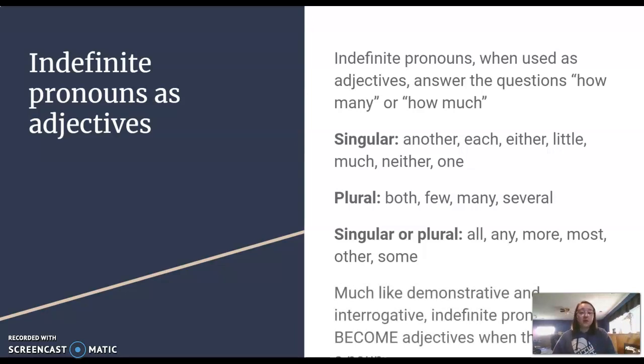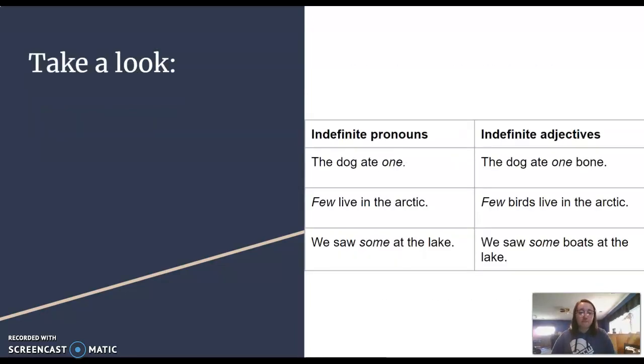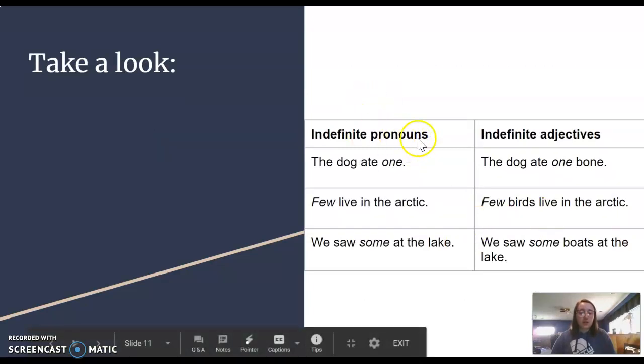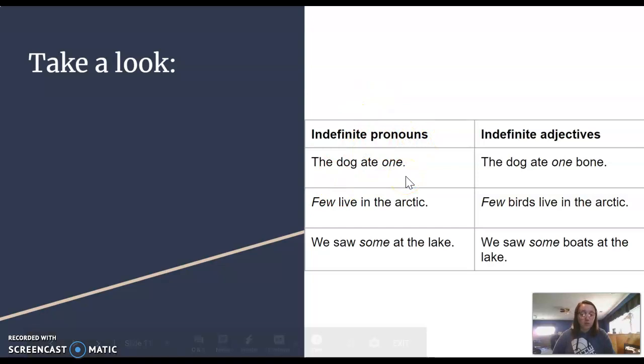And the same as the other two that we just learned about, they become an adjective. They don't work both ways, like the possessive pronouns. So here, as a pronoun, it looks like this. The dog ate one. One what? We don't know. That's how we know that it's filling the spot of a noun. That's why it's a pronoun. Same thing here. Few live in the Arctic. Few what? We don't know. It's not modifying anything. It's taking the place of a noun.